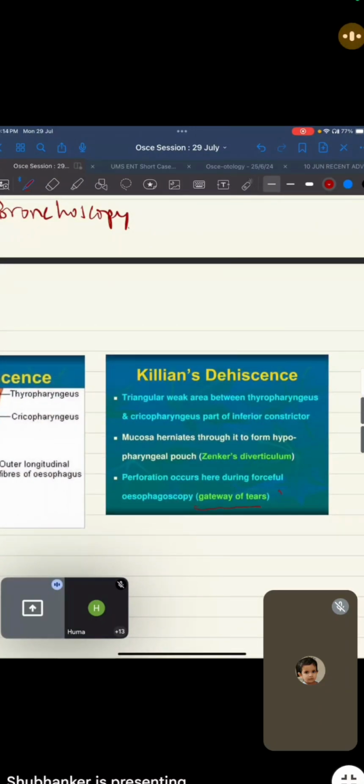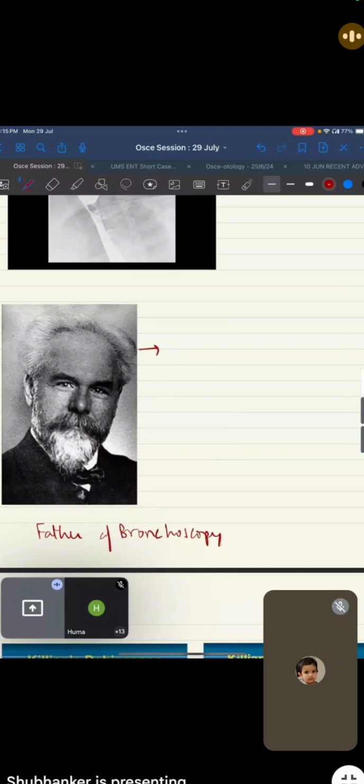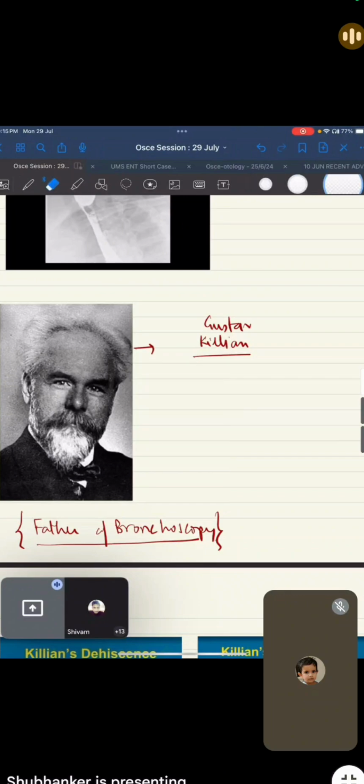It's called the gateway of tears, and if it starts outpouching, that is the mucosa which herniates through it to form a pharyngeal pouch. This is called Zenker's diverticulum. Okay, and who is associated with this? Identify the gentleman. Gustav Killian. And why is he important? Father of bronchoscopy. So this question can be asked here also, and this question can be asked when we study about the esophagoscopes and the bronchoscopes. So in both setups, the image of the gentleman can be asked.